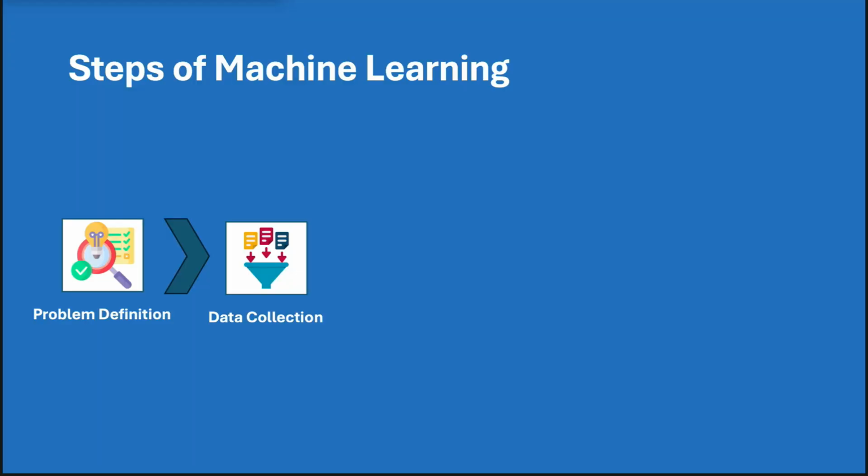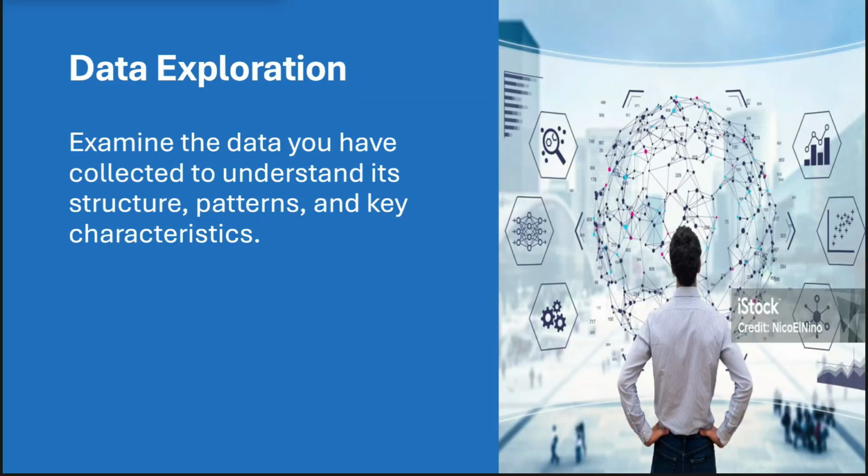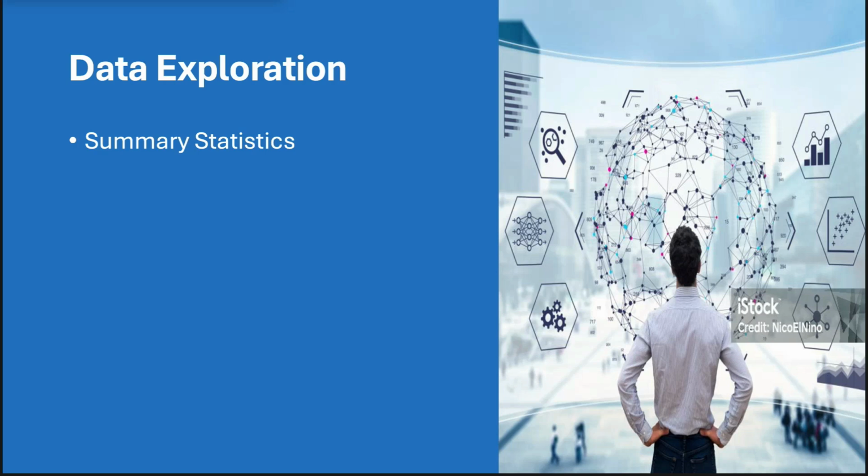The third step is data exploration. This step involves examining the data you have collected to understand its structure, patterns, and key characteristics. By exploring the data, you can identify any issues or insights that need to be addressed before moving on to the modeling stage. The key elements of data exploration are summary statistics.